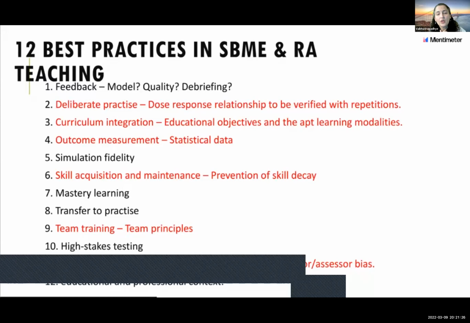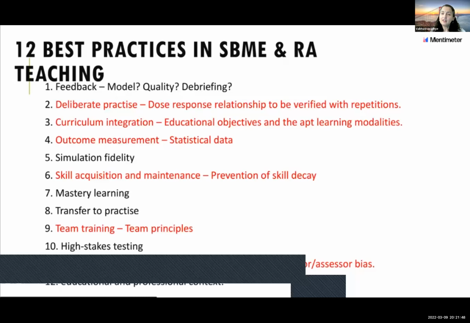So the feedback, what kind of model are we using to give feedback to our students? Can debriefing also improve the model of feedback that we are giving with a lot of psychological safety? Deliberate practice, the dose response relationship that we have to be verified with repetitions, to know about the learning curve.